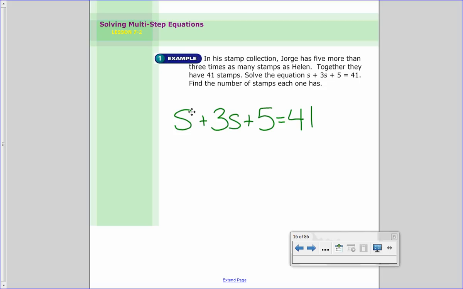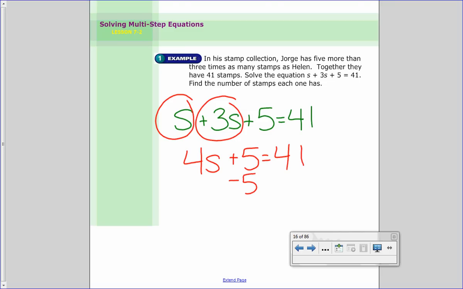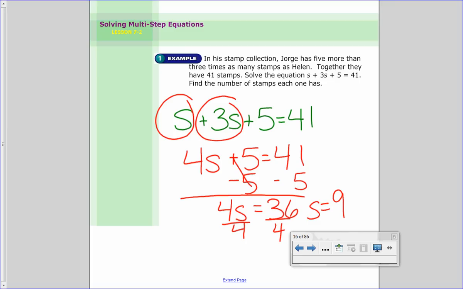So again, we'd solve it. Look for those like terms. I have an s plus 3s, which is equal to 4s, plus 5 is 41. I subtract 5 from both sides, and I'm left with 4s is equal to 36. Divide by 4, and I have s is equal to 9. So, all right, one person, Helen, I believe, just has 9 stamps.